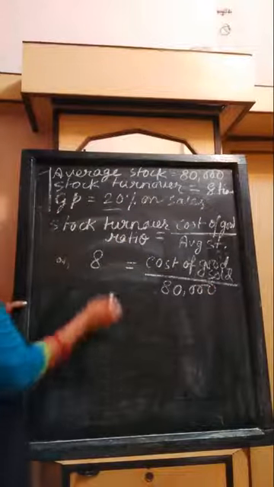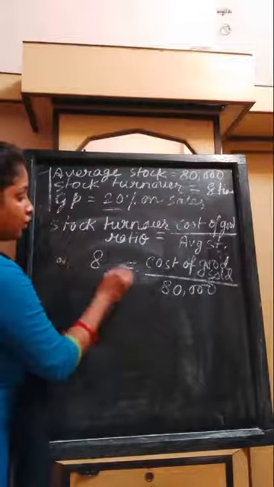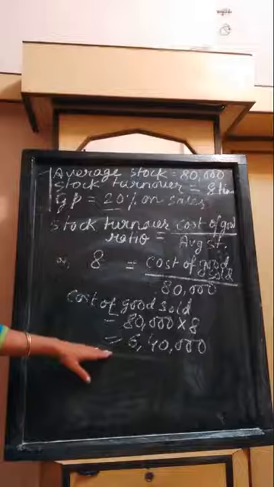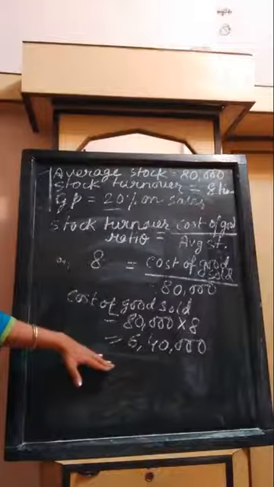Now, by multiplying 8 into 80,000 through the cross multiplication process, we can find out the value of cost of goods sold. So, cost of goods sold is equal to 80,000 into 8. So, there you get 6,40,000 as cost of goods sold. This is how we will find the cost of goods sold.